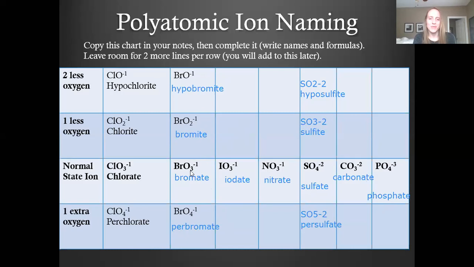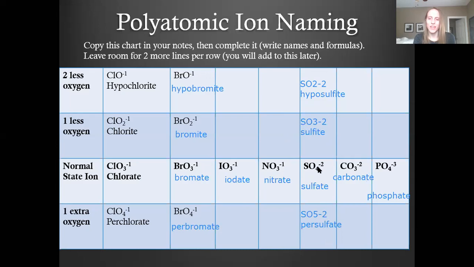So if I lose 1 oxygen, I go from bromate to bromite. If I have 2 less oxygen, I now am hypobromite. If I gain an oxygen from the normal state, I go from bromate to perbromate. It works the same for any of the polyatomic ions.